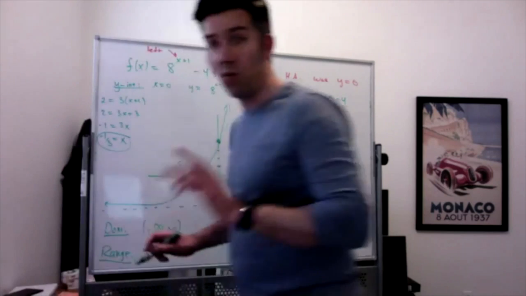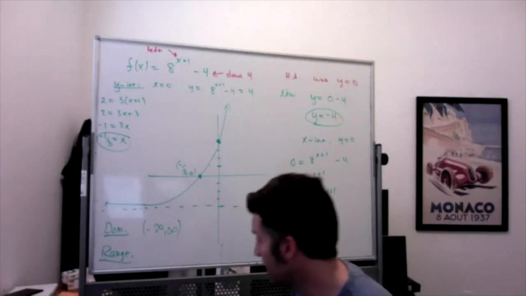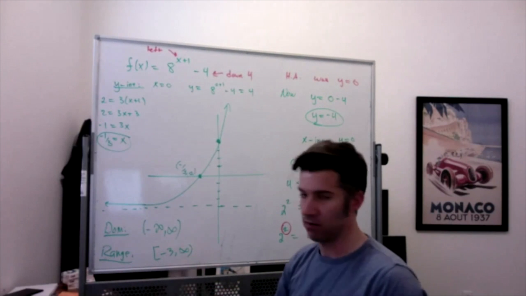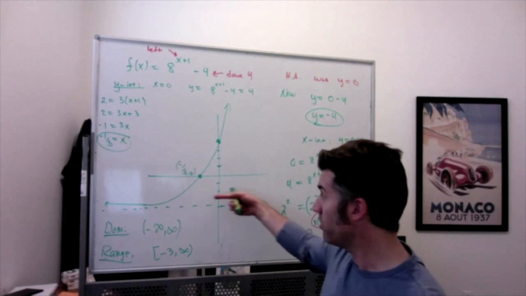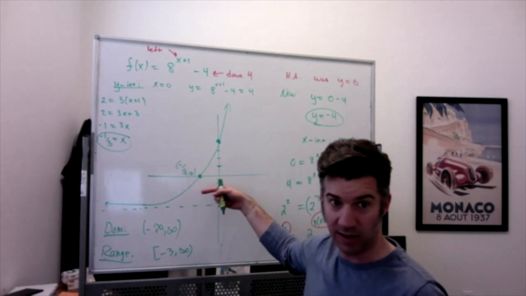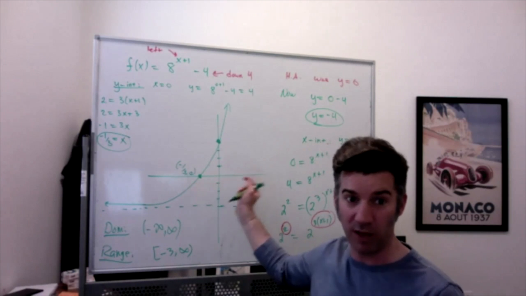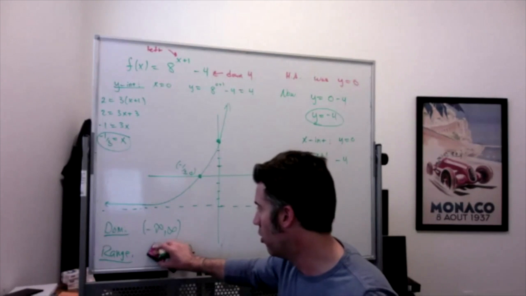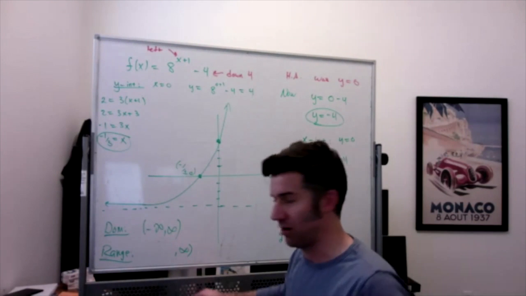So here's what I don't want to see for the range. The range is not negative 3 to infinity. The range goes lower than negative 3. This goes negative 3.5, negative 3.9, negative 3.9999999. Right? This goes almost all the way down to negative 4.